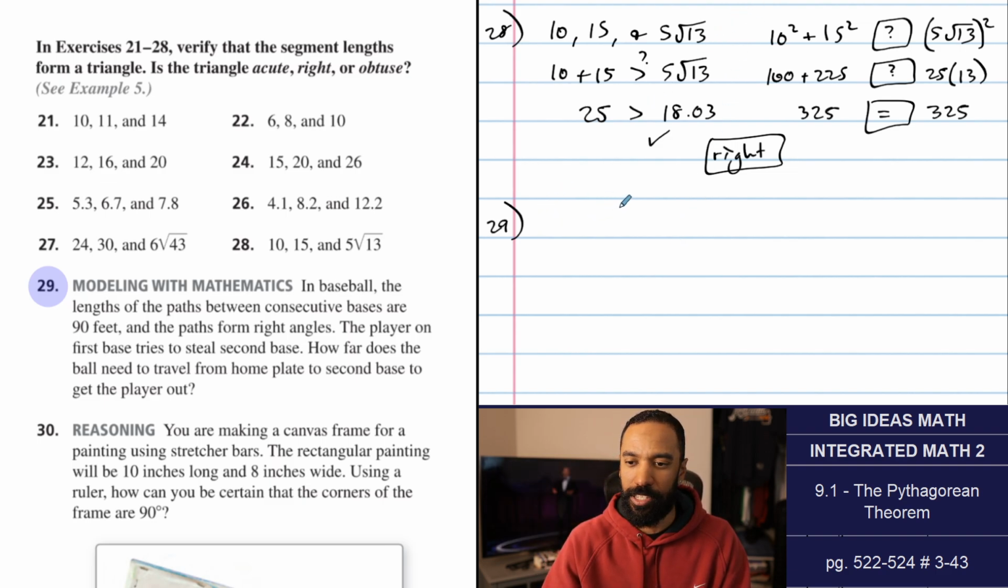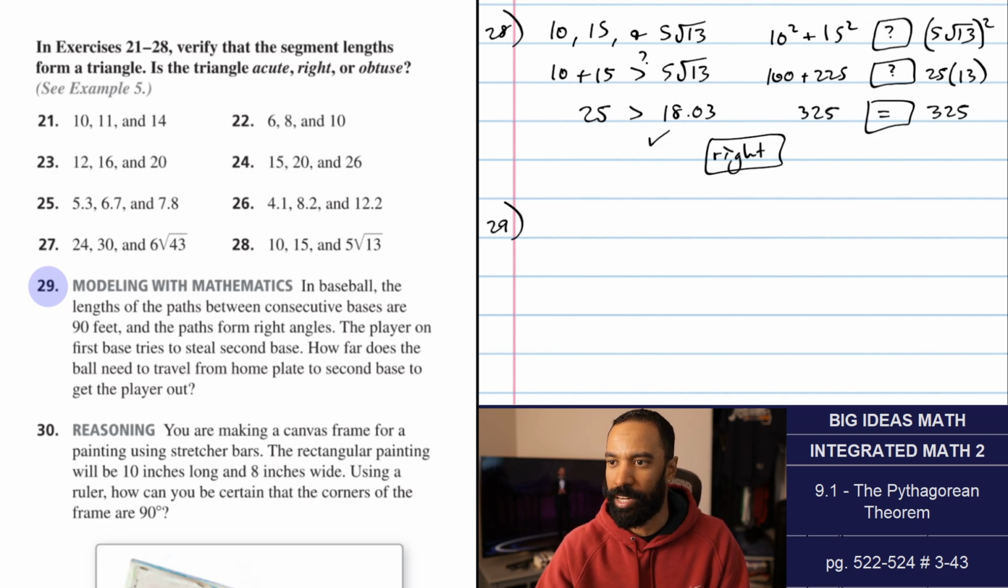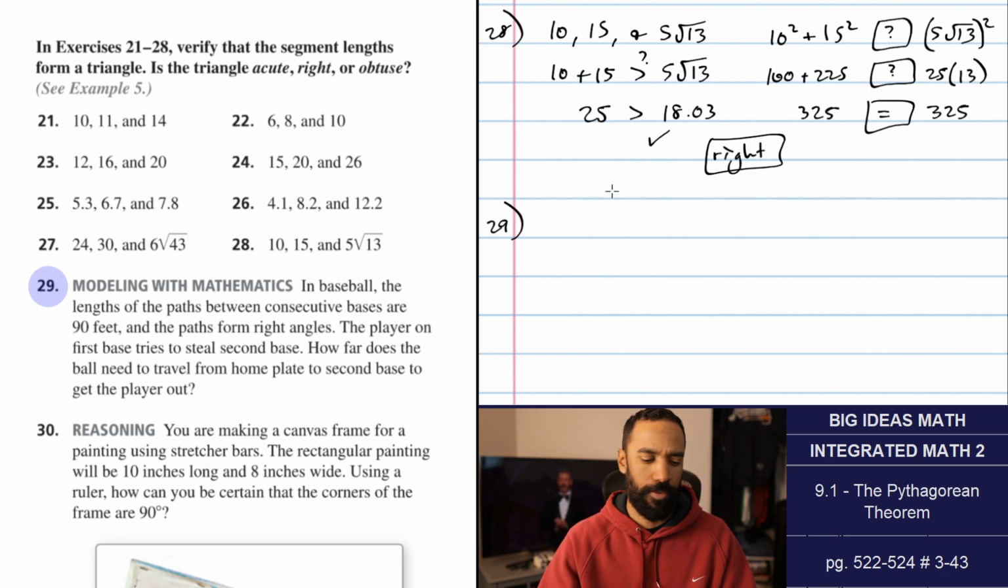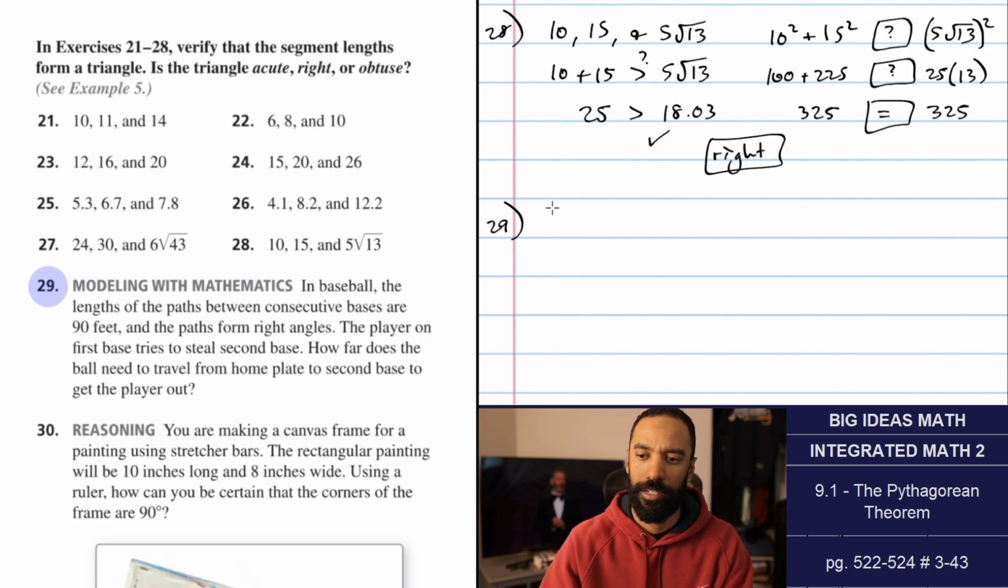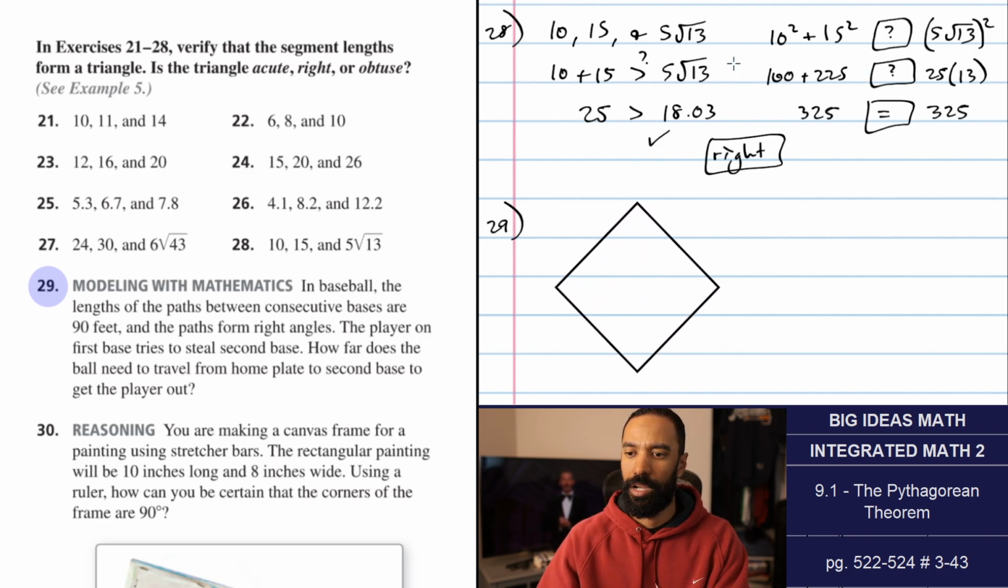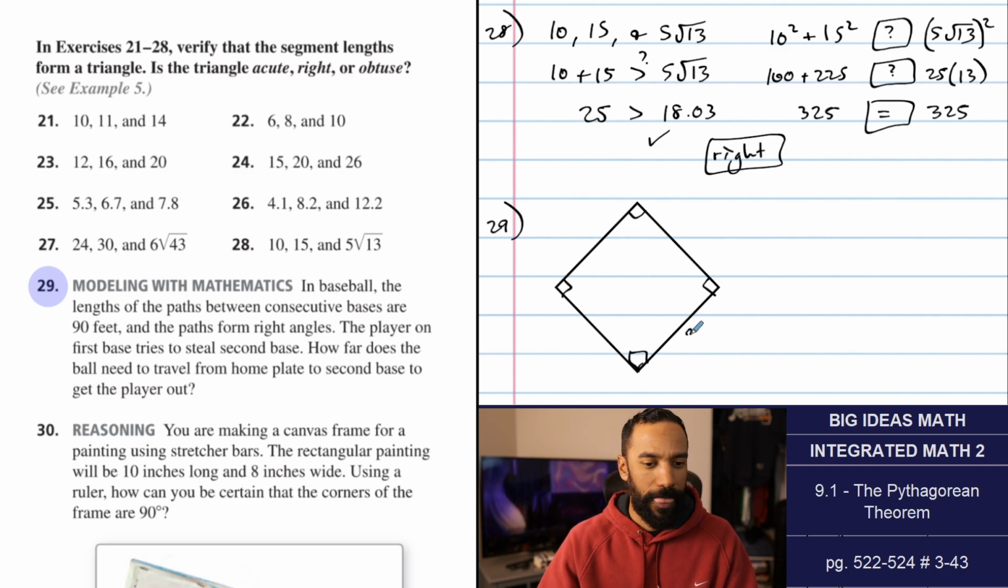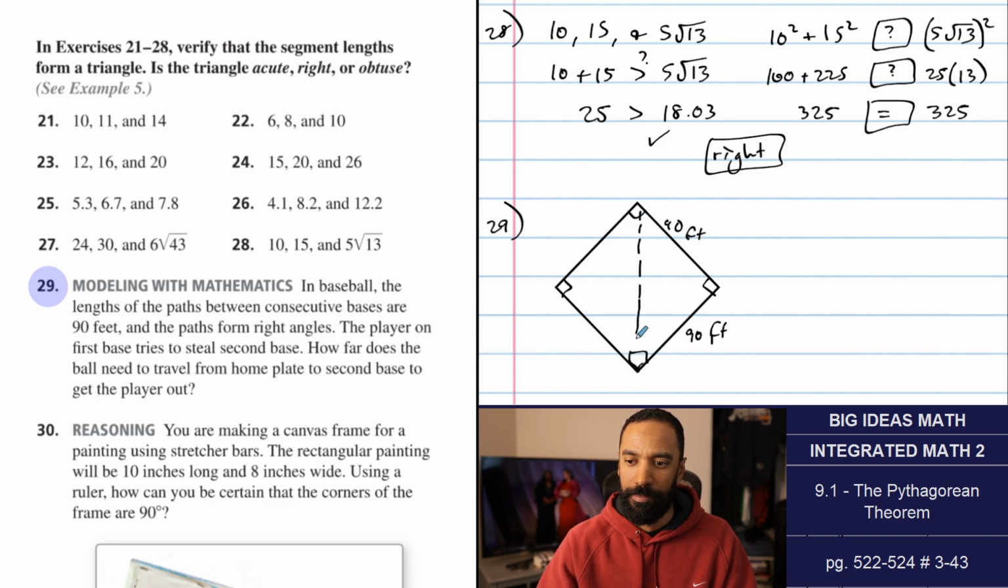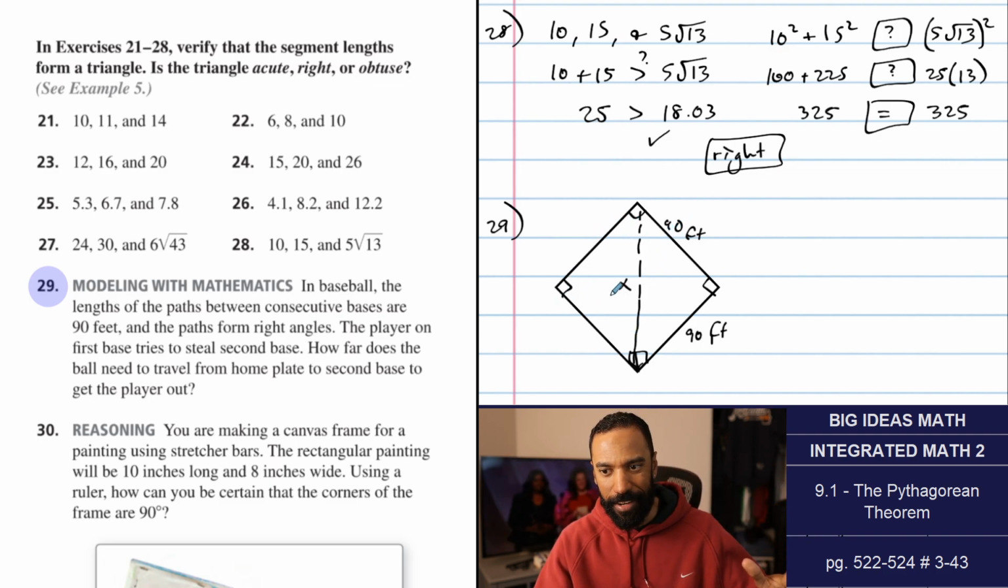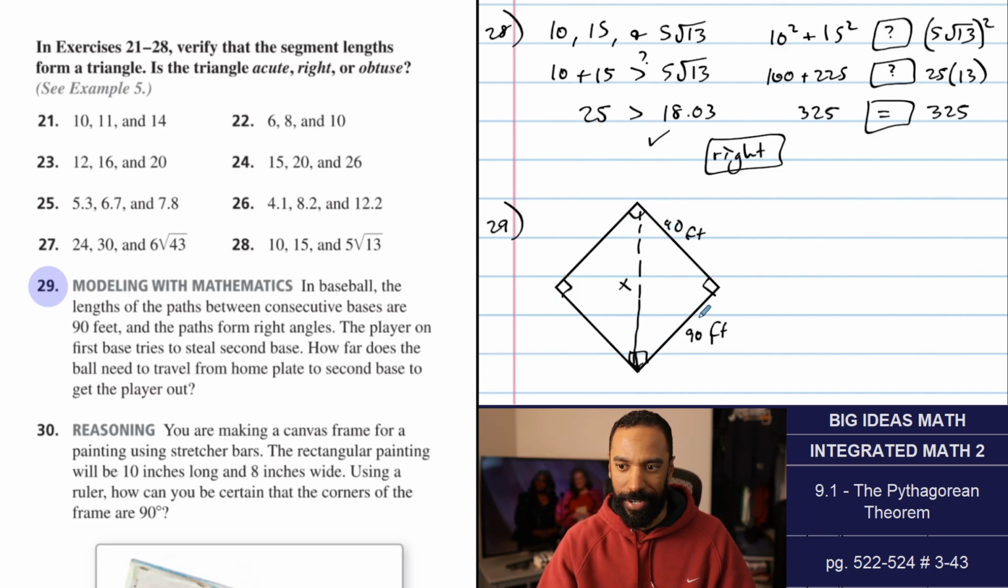So in baseball, the lengths of the paths, I should probably just bring that out again. Let's do this thing right here. It's never a perfect diamond, but oh well. Here's where the catchers throw from first base and second base and third. So this is 90 feet, 90 feet, 90 feet, and we have to find out the unknown x there, basically. I don't need this side of it. I'm looking at this as a right triangle right here, 90, 90, and x.